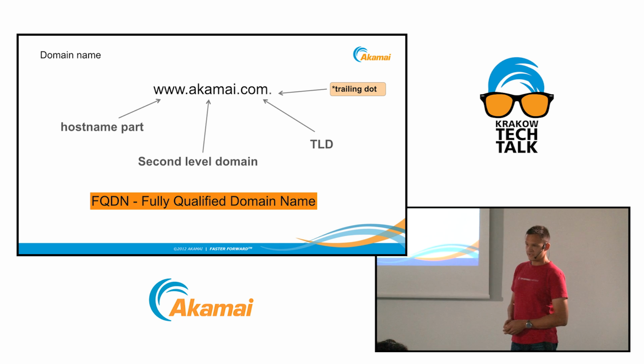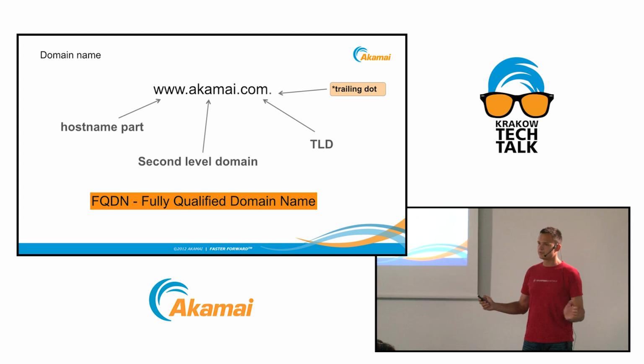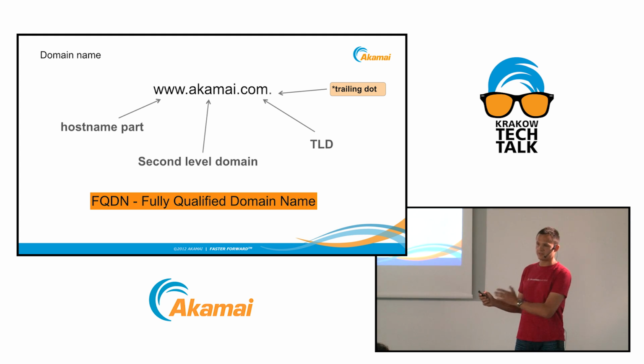One important point here: each domain name with a trailing dot over there is called a fully qualified domain name. It means that it is a complete domain name, starting from the dot, top-level domain, and so on, to the hostname part.